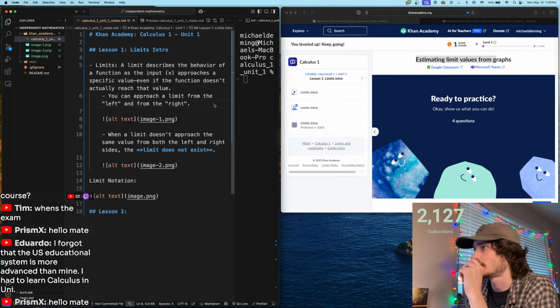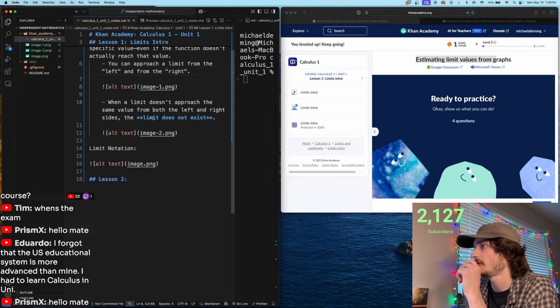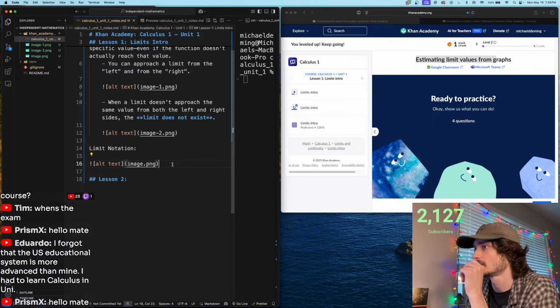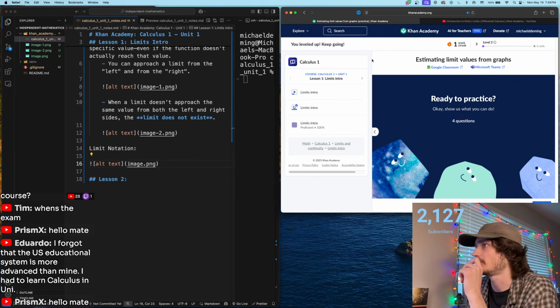All right. When a limit doesn't approach the same value from both the left and right sides, the limit does not exist. The limit of f of x as x approaches a equals L. Okay, that was pretty easy so far.